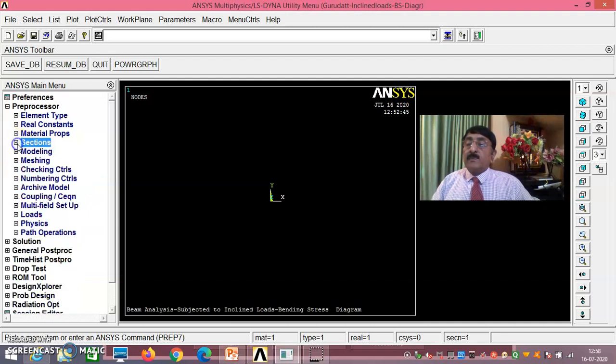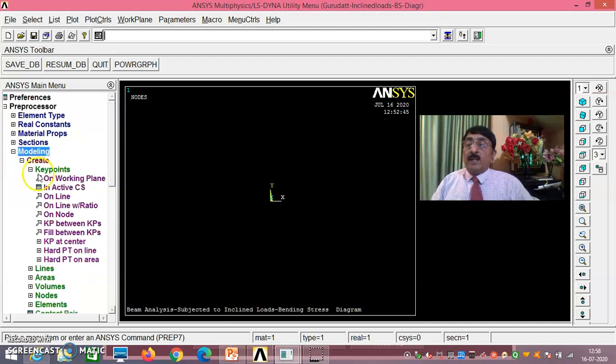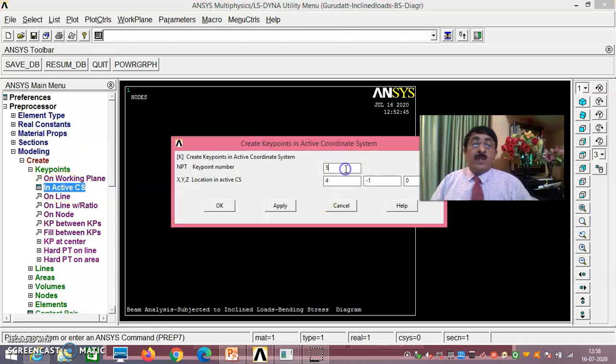Now, once you do, go for modeling. Create key points in active coordinate system. As you know, the beam is 4 meters in length. Every 1 meter you have a load. In that way, create key points in active coordinate system.